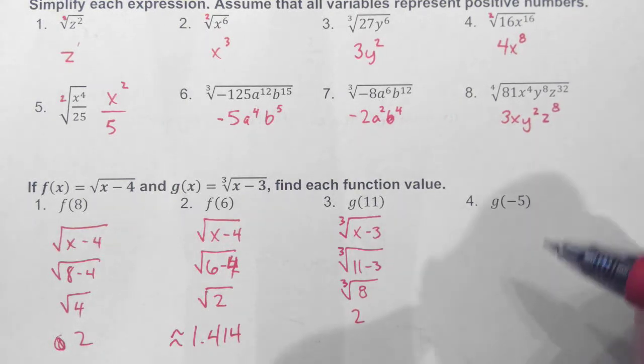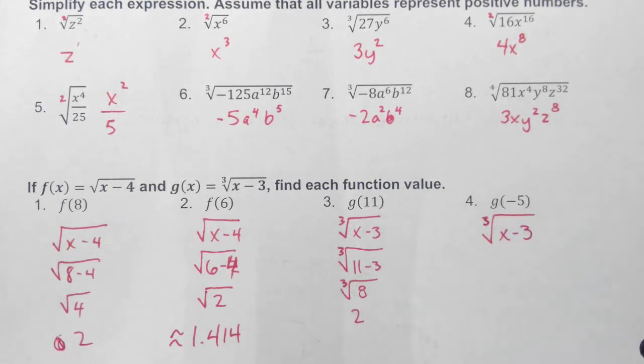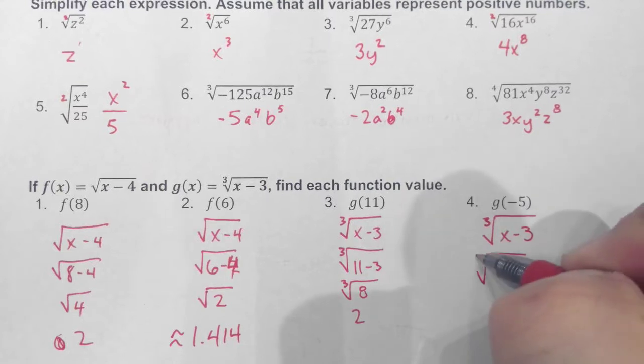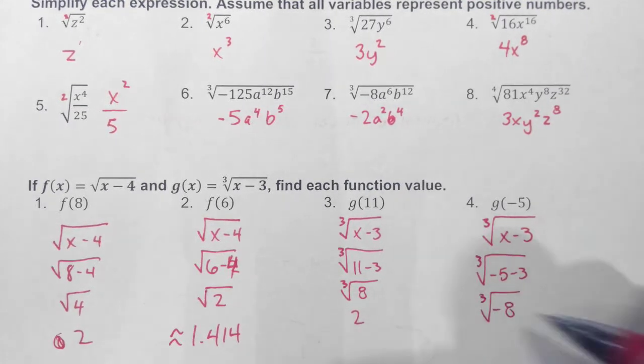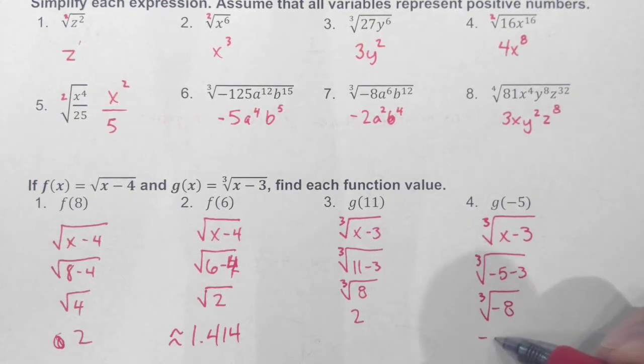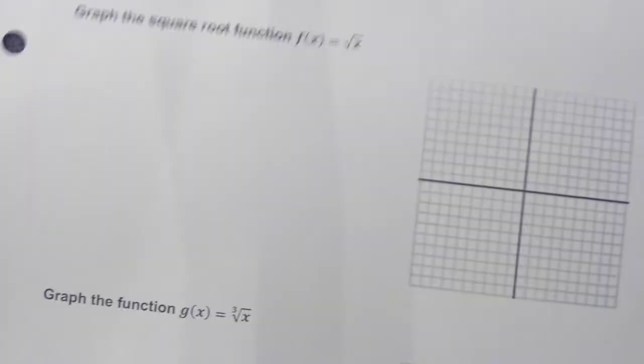This time we're plugging in negative 5 into the g function. The g function, again, is the cube root of x minus 3. So that's the cube root of negative 5 minus 3, which is the cube root of negative 8. Cube root of negative 8, negative 2. So you'll see some of those problems on your assignment. No big deal. Last thing is quick graphs.